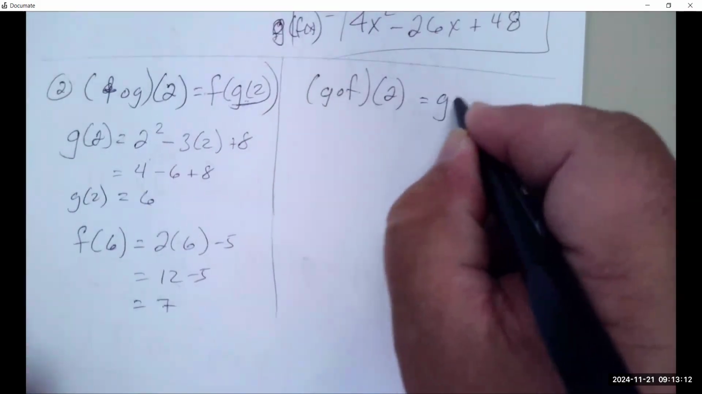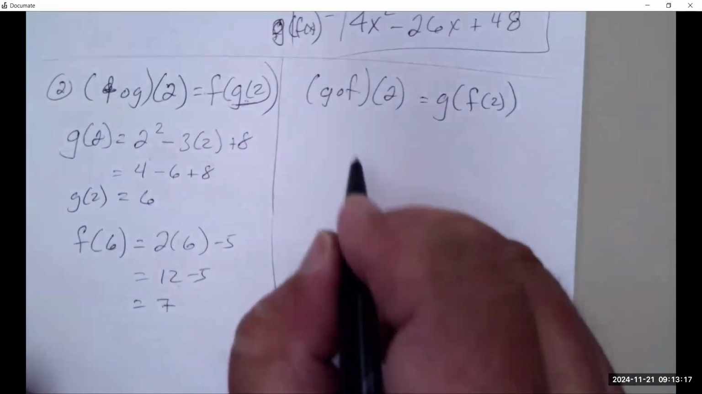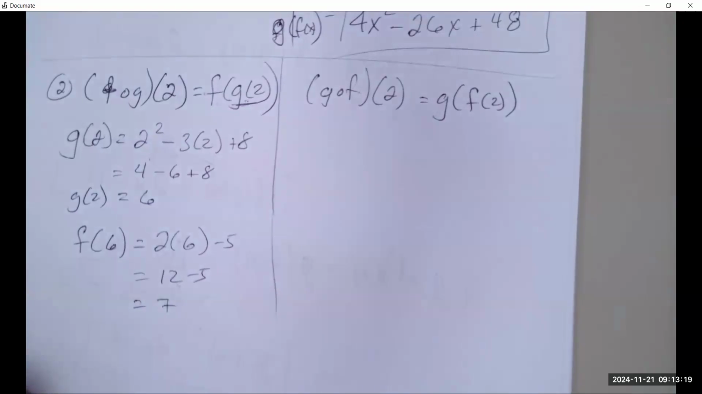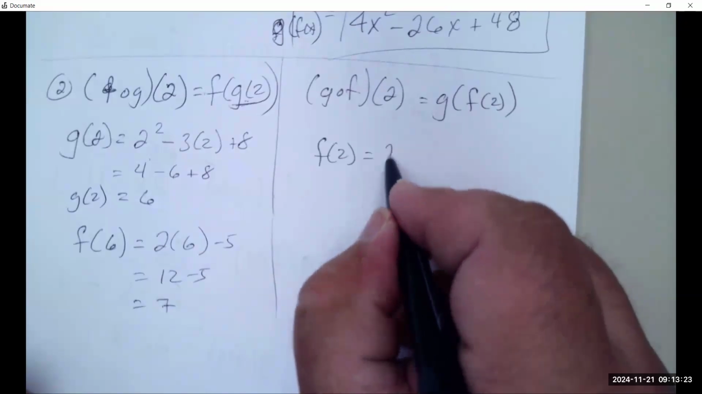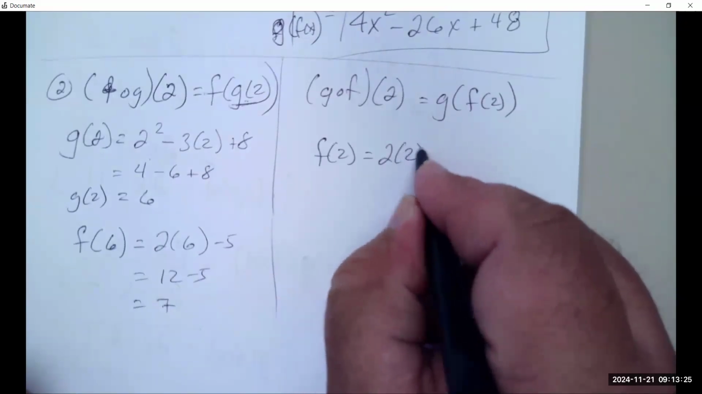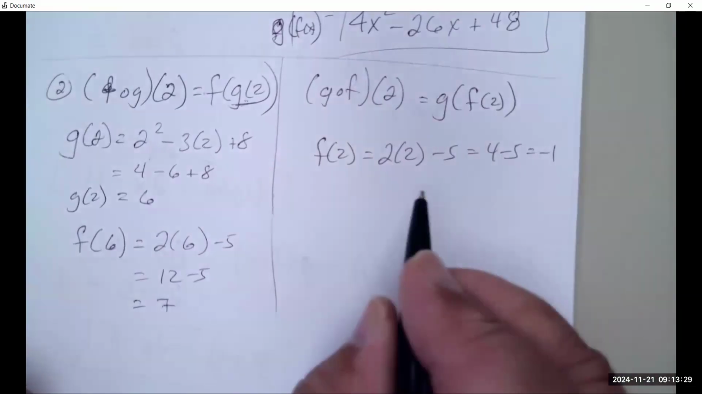So this one is G of F of 2. We first find F of 2. The F function is 2x minus 5. So it's 2 times 2 minus 5. 4 minus 5 is -1.